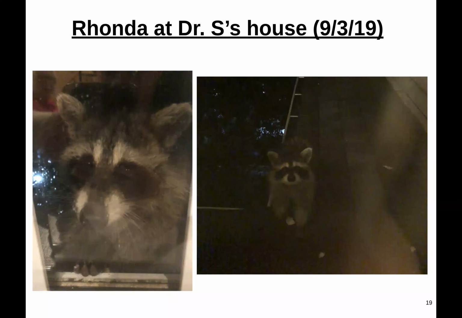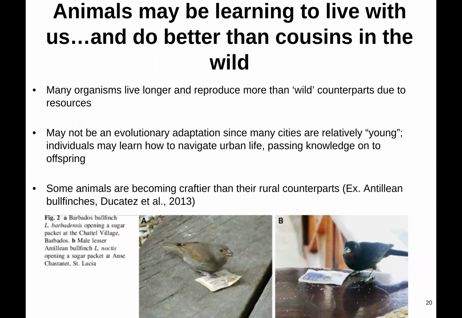But animals themselves are learning to live with us, and they actually tend to be doing better than their wild cousins. When they're living around humans, they typically live longer and reproduce more than wild counterparts due to more resources and less predation. Now, it may not be something that's evolutionary, because much of this is new, but it does seem to be really interesting changes in their physiology.